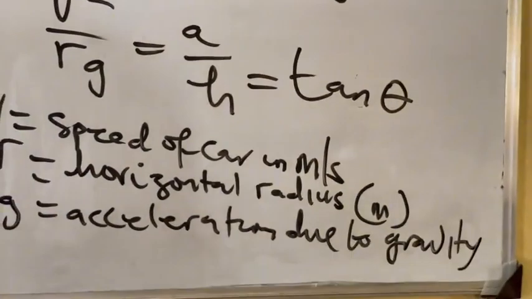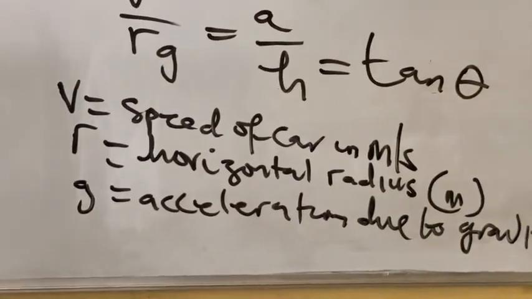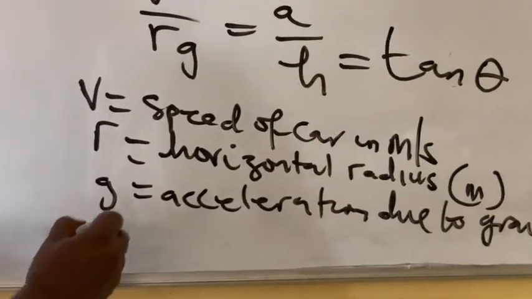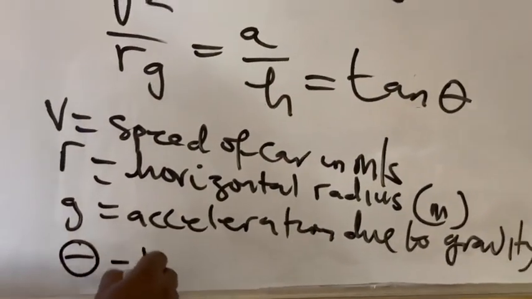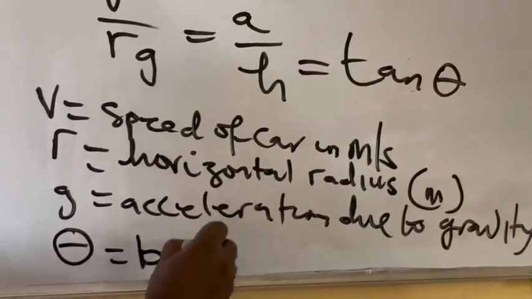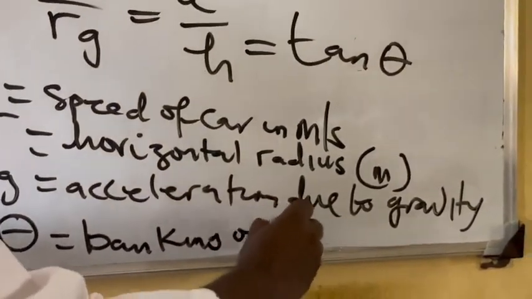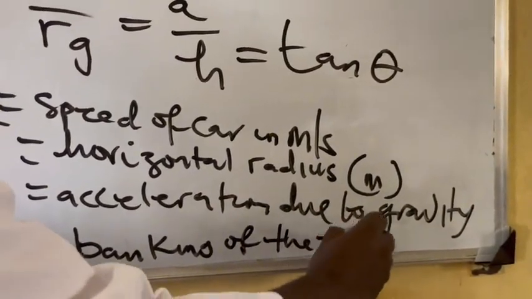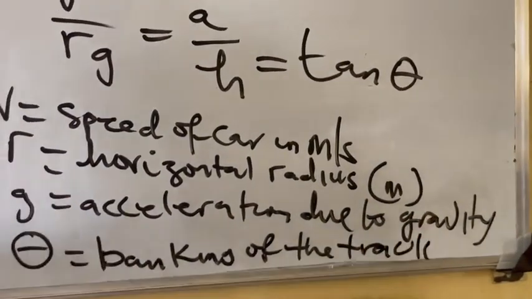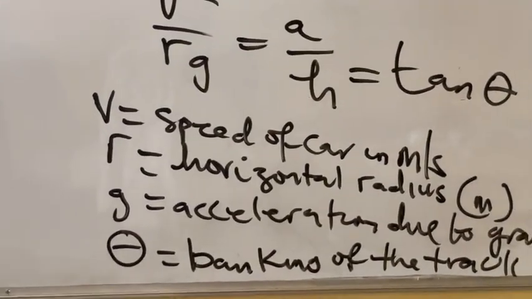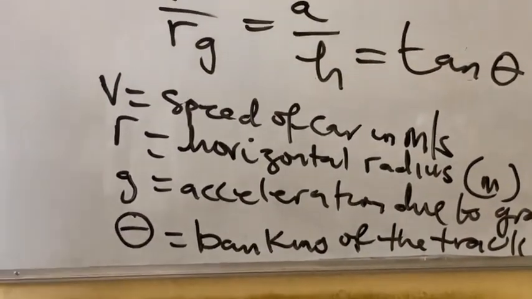Acceleration due to gravity. And lastly, the angle theta. Tangent theta, the angle theta, is equal to the banking of the track. All right? Well, these are some of the calculations you need in civil engineering. We'll now go on to the calculations.